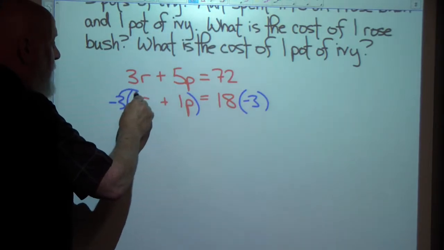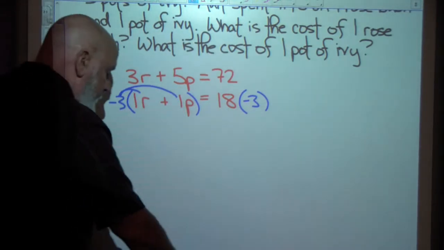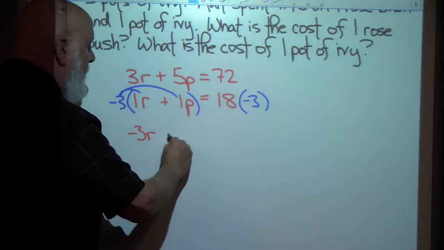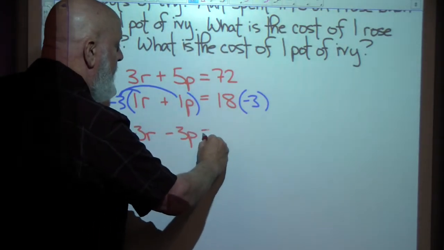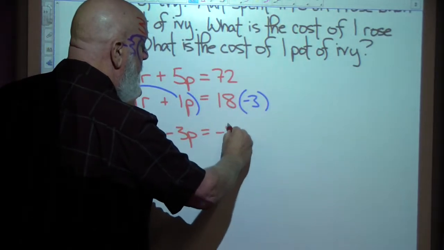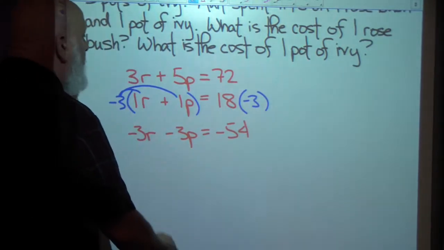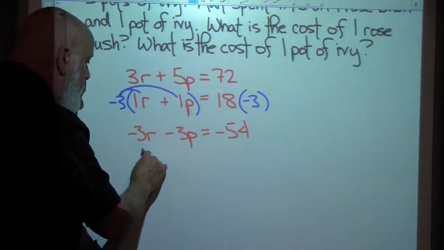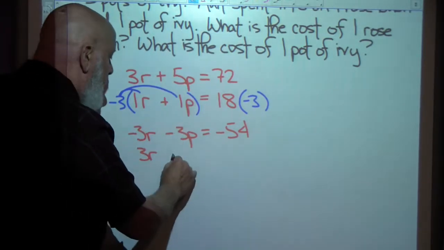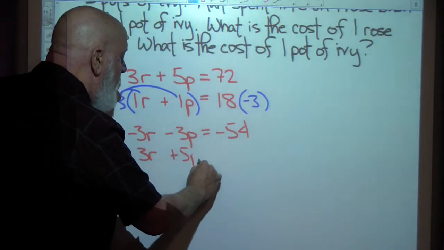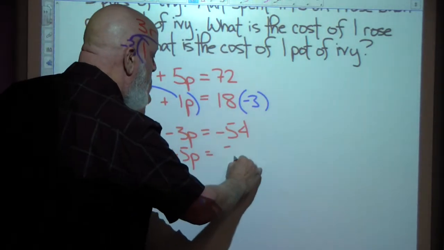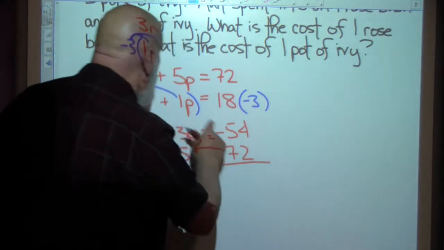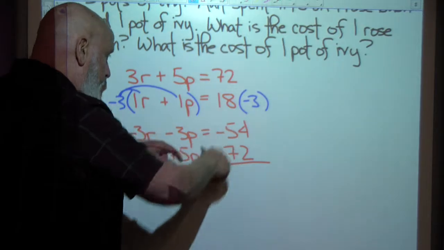So here we go. This is -3R minus 3P is equal to, what is that, negative 54? And then I'm going to bring this equation down so my eyes don't have to jump around. I'm just going to rewrite this one. Make it a little easier to see when I add my equations together. Step 2 says add the equations together. And I just rewrote this one so I didn't have to have my eyes jumping around.